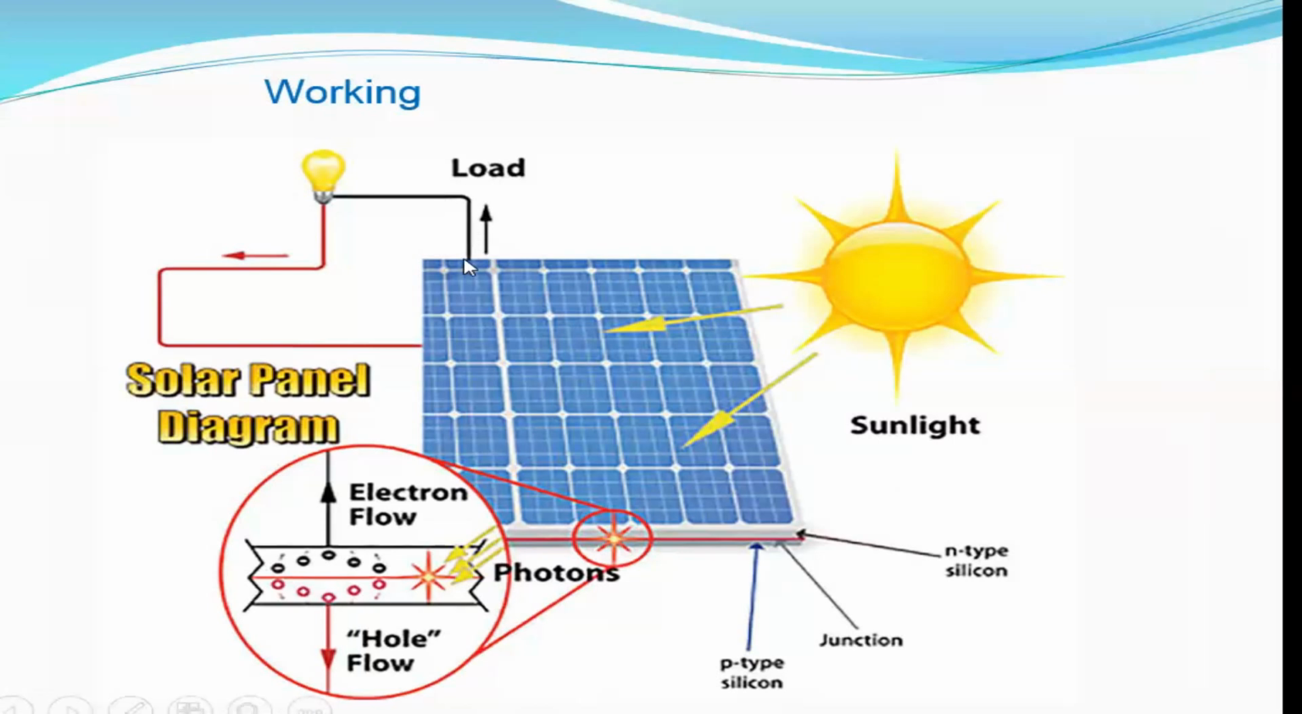So here we can see the electrons will be passing through these conducting wires, and when you're connecting a bulb, a load, then the current which is going to pass will be making the bulb glow. So this is the working of a solar cell.